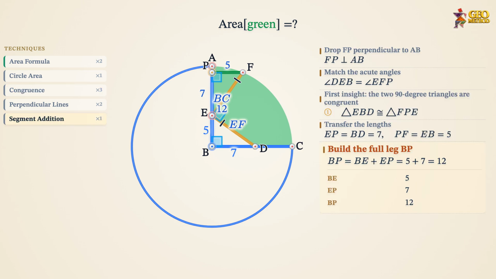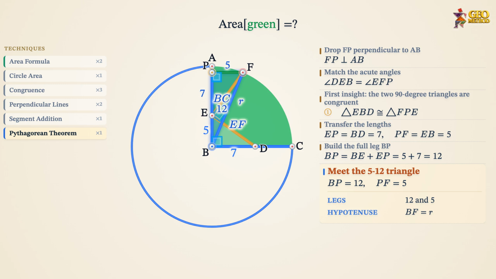Along the same radius, segment BP is segment BE plus segment EP. Thus, segment BP equals 5 plus 7, or 12. Triangle BPF has a 90-degree angle at P and legs 12 and 5. Its hypotenuse segment BF reaches the circle, so segment BF is the radius.